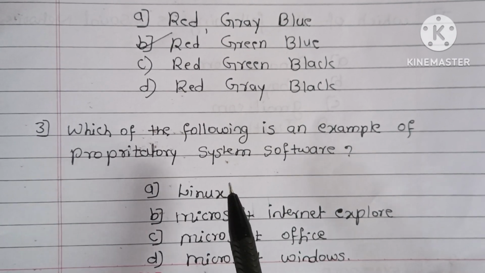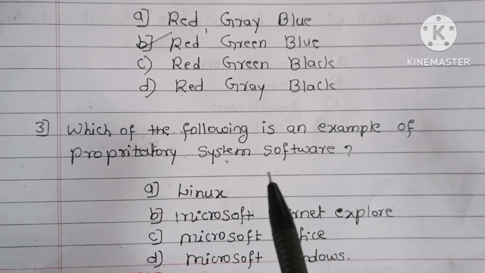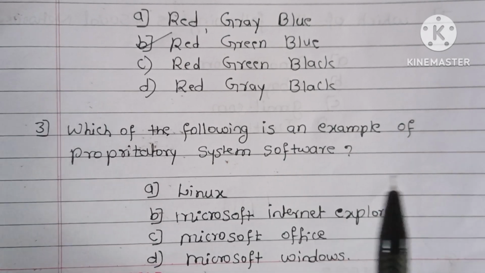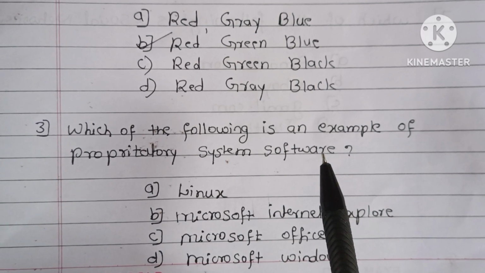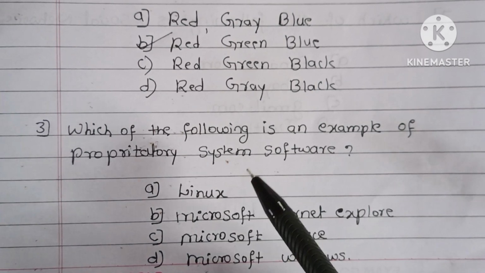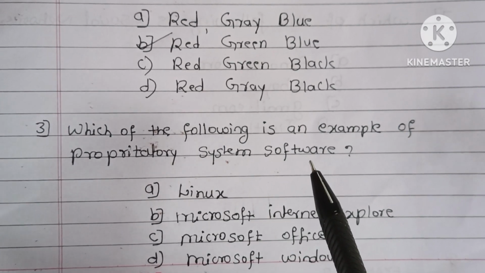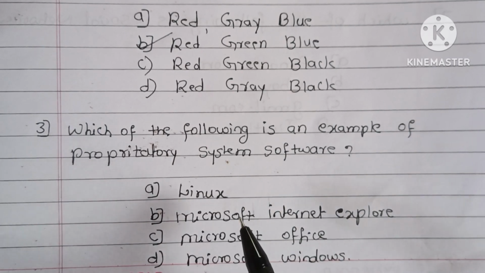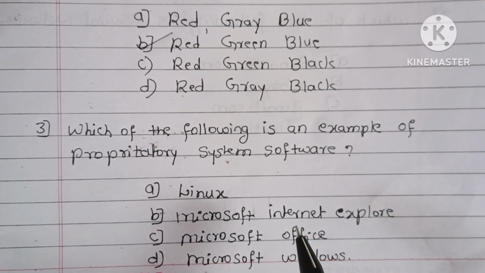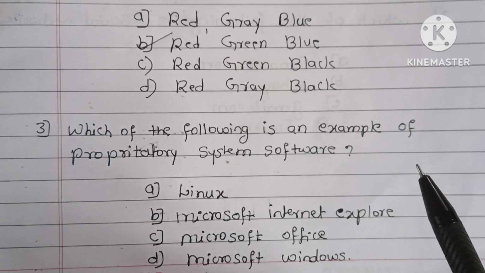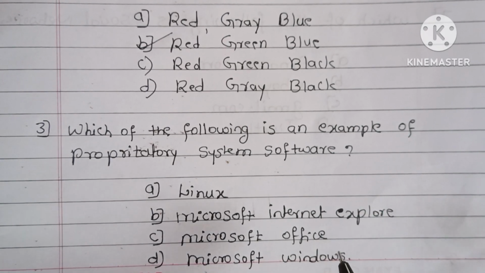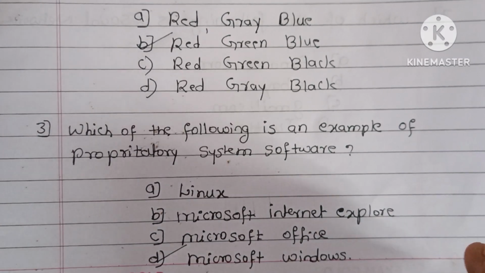Proprietary software is software that is owned by an individual or a company. The company might charge for it. There are major restrictions on its use. Software like Linux, Microsoft Internet Explorer, Microsoft Office, etc. are freeware. But Microsoft Windows is proprietary system software. So option D is the right answer.